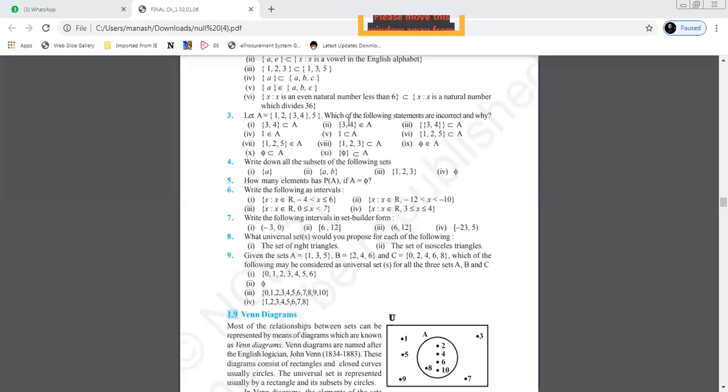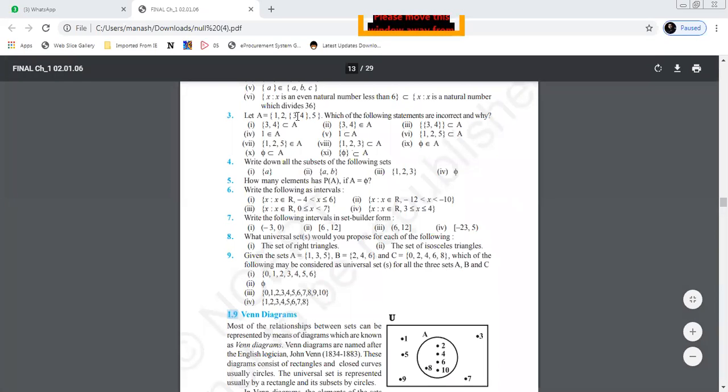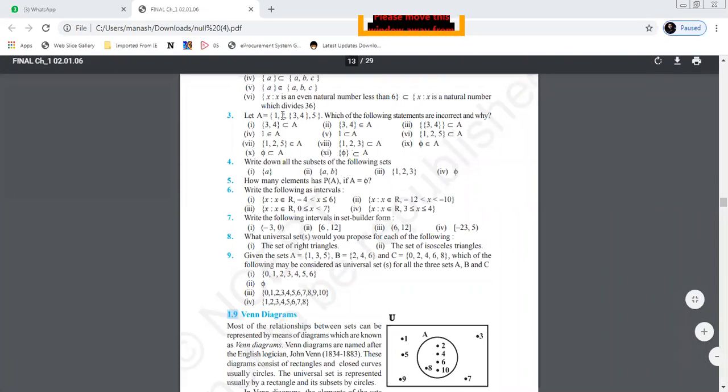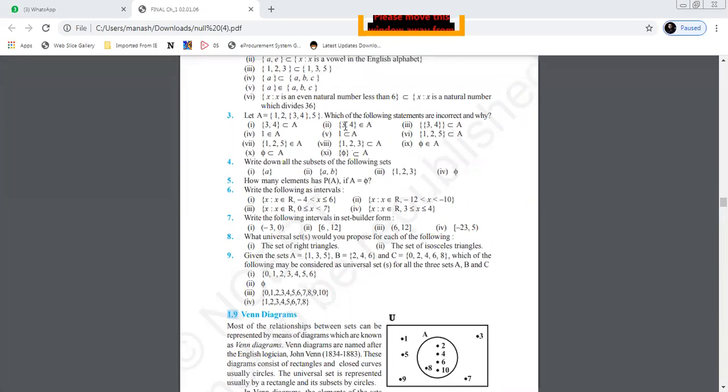3/4 belongs to A. I already told you, belongs to means what? When the element is in the set. Here 3/4 is in the set A, is it or not? Here the element 3/4 is in the set A. So obviously yes, 3/4 belongs to the set A.